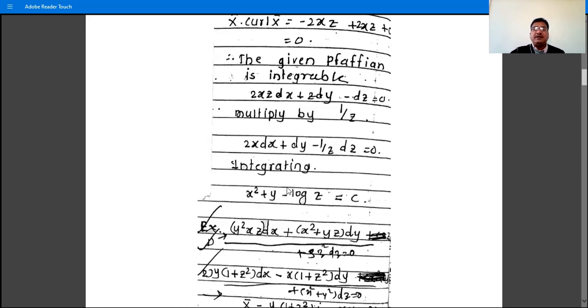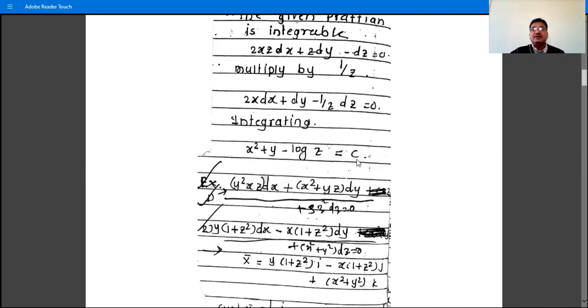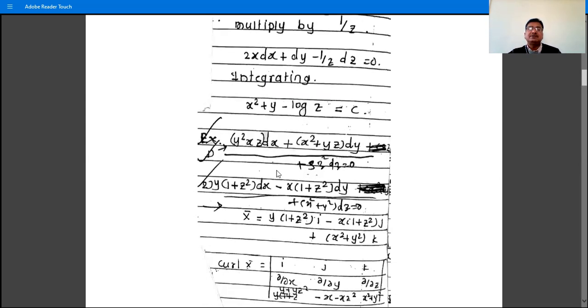So after integration, what do we have? 2x dx integrates to x squared, since the 2 cancels. Then the integral of dy is y, and the integral of 1/z dz is log z, equal to the constant of integration c. This is the final answer, the complete integral of the given differential equation, also called the general solution.